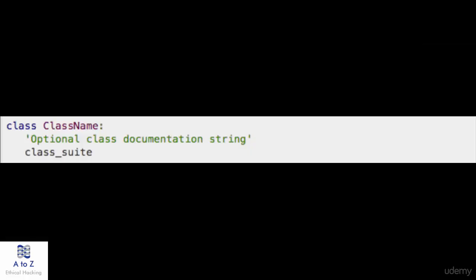First, see how to create a class. This is how a class looks. A class statement creates a new class definition. The name of the class immediately follows the keyword class followed by a colon. The class has documentation string with single quotation. The class would consist of all component statement defining class members, data attributes and function. So this is the example of simple Python class.